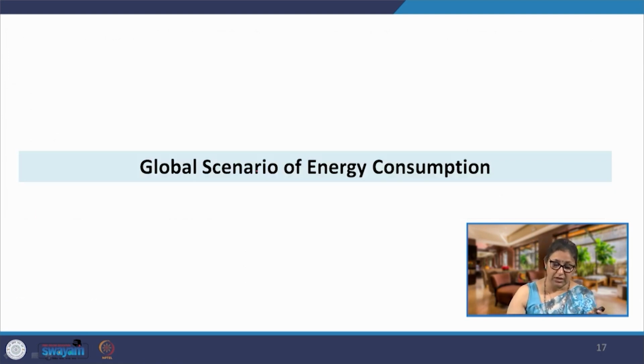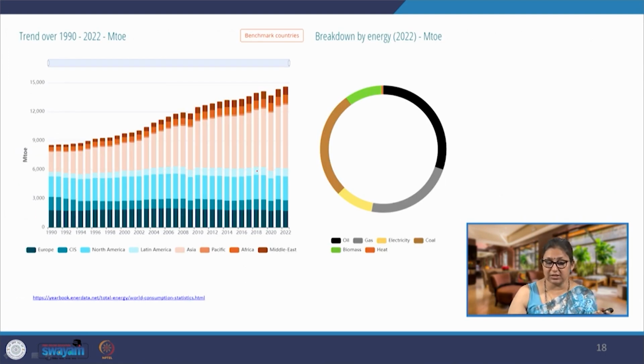shift to that. If we look at the global scenario of energy consumption, we will see that the overall consumption of energy, specifically in Asia Pacific, is increasing. This portion is significantly increasing. In Asia Pacific the energy consumption is significantly increasing, and that is because industrialization came later into the Asia Pacific and it is now happening.